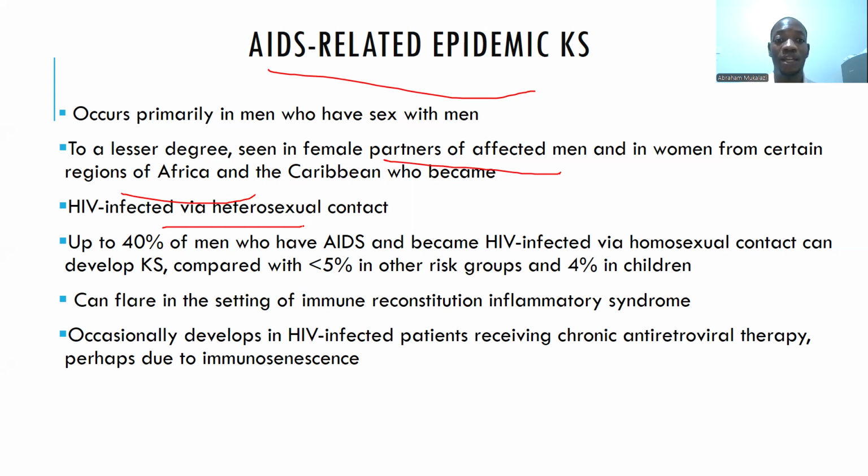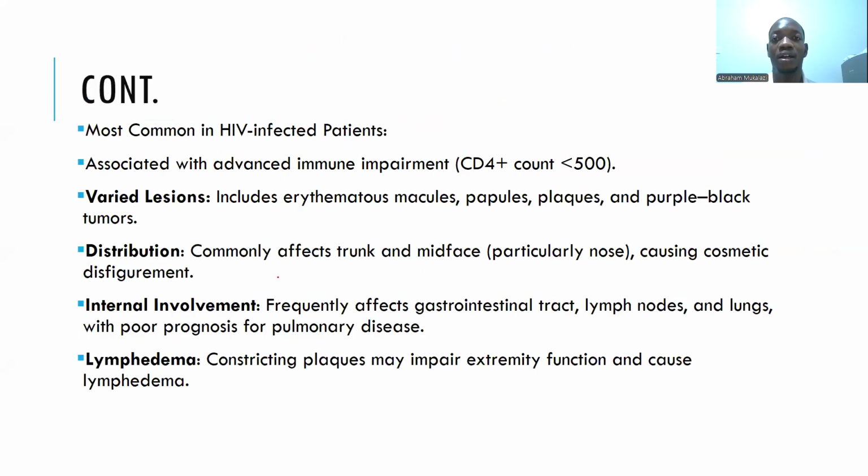It can also flare in the setting of immune reconstitution syndrome, where you start your HIV treatment, and because the immune system is waking up, you can have a flare of Kaposi sarcoma. It can also occur in patients who are on routine antiretroviral therapy, whether they are on TLD, that is tenofovir, lamivudine, and dolutegravir, or any other combination. As you've seen, it is common in patients living with HIV, also associated with advanced immune impairment, that is advanced HIV, when your CD4 count drops below maybe 50. The lower your CD4 count, the higher the risk of developing this debilitating skin or vascular neoplasm.